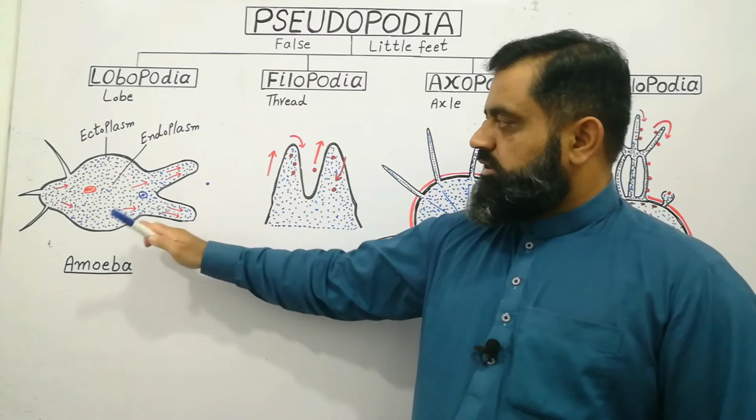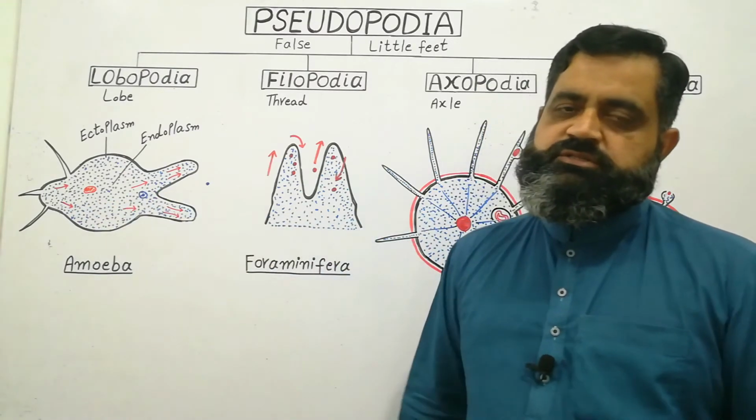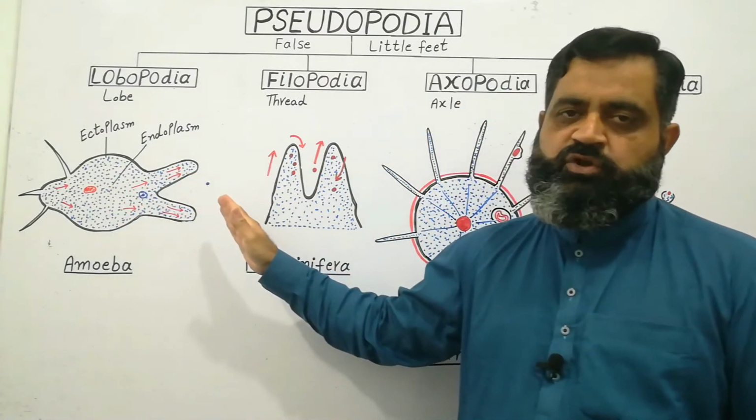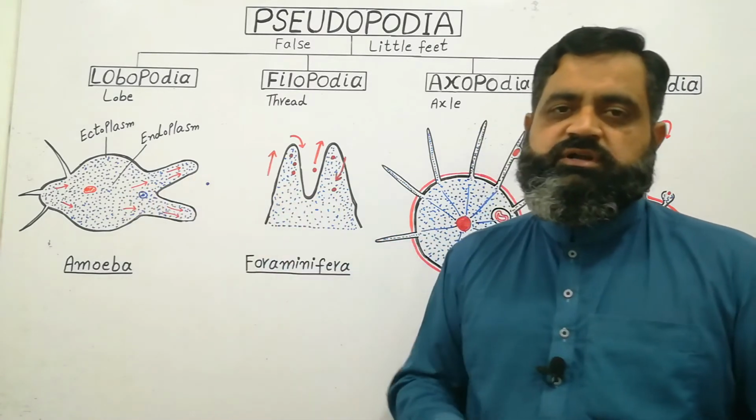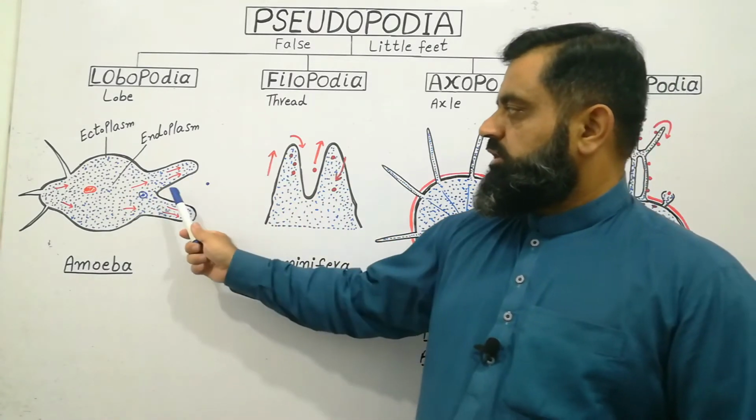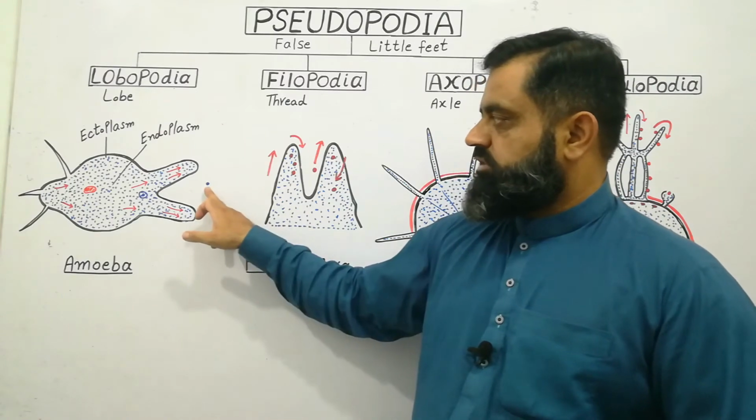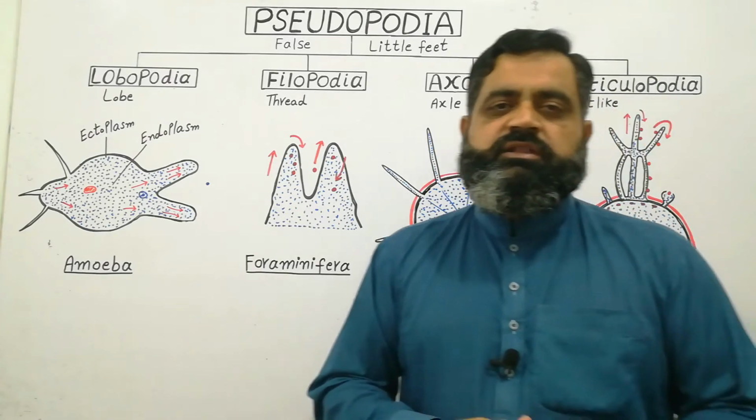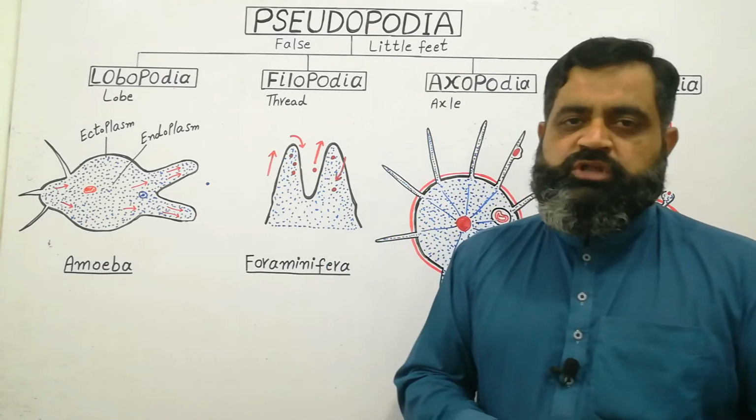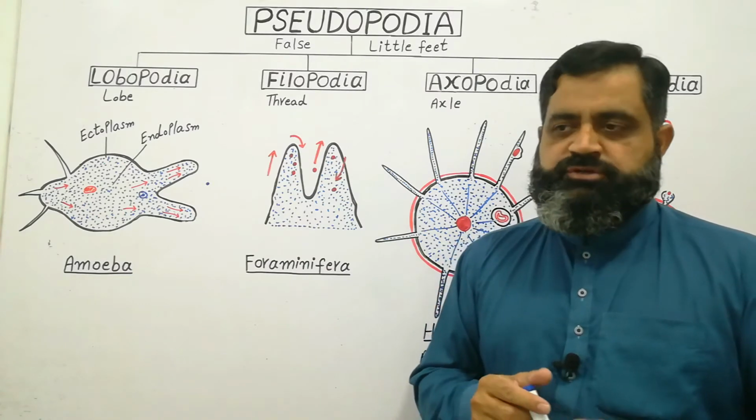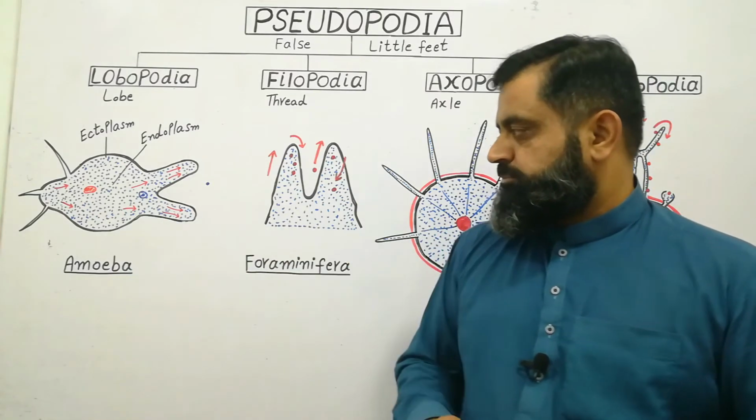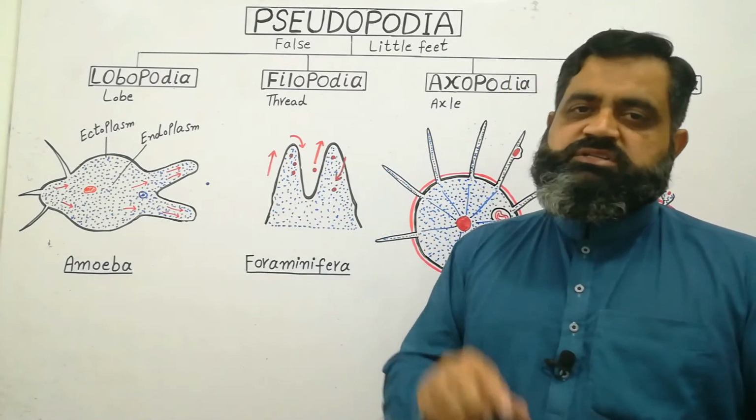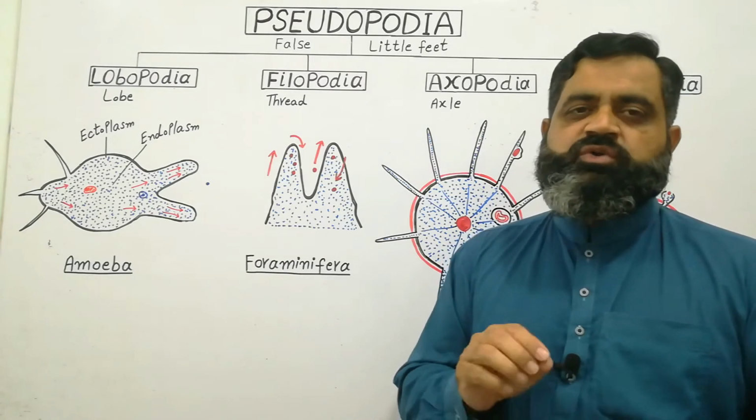Lobopodia will help the animal to move from one place to another. As Lobopodia are formed, cytoplasm moves inside these Lobopodia and drags the animal towards the direction of the movement. If the animal is eating food, it engulfs the food particle and forms a food vacuole, which is later digested inside the cytoplasm. The digestion usually takes place inside the vacuole with the help of enzymes, which is known as intracellular digestion.